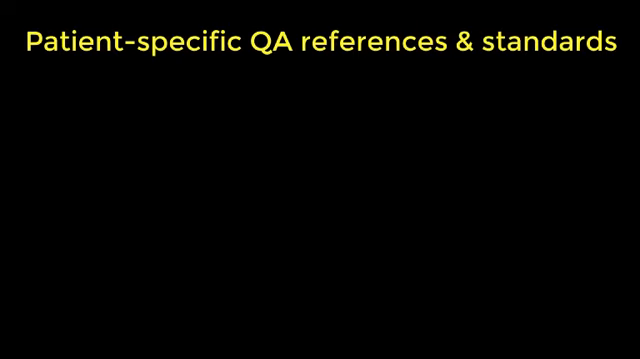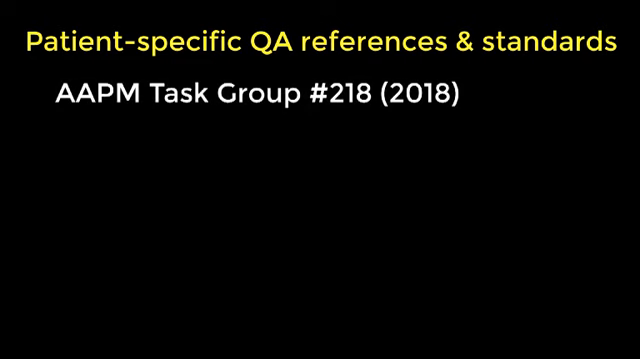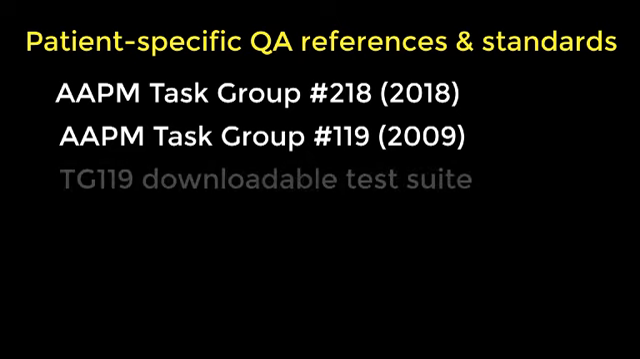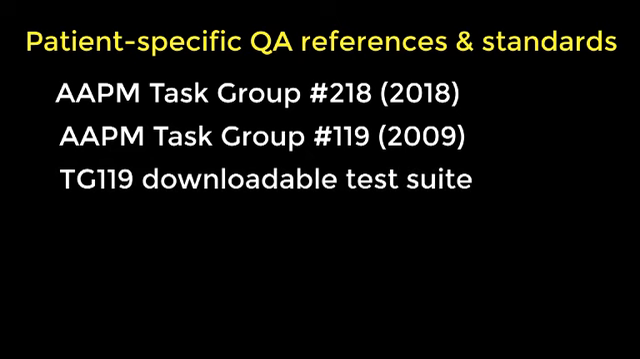Now that we've talked about patient-specific QA, I'd like to talk about some of the references and standards that go behind this. The most recent report is Task Group 218 from AAPM. That was published in 2018. It talks about the methods for IMRT QA, and the tolerance limits for tests. And by the way, the links here in the video should be clickable if you're viewing with the right player. We have AAPM Task Group 119, published in 2009. That talks about commissioning IMRT and some of the tests that are associated with that. And then that group actually has a downloadable test suite.